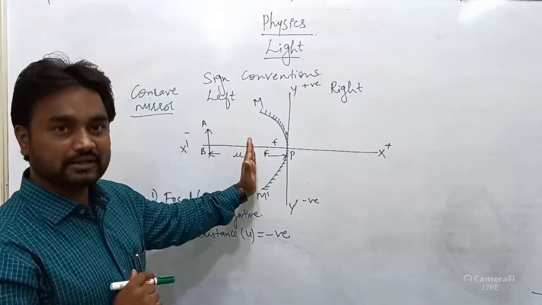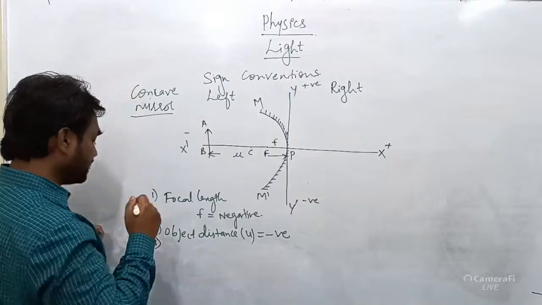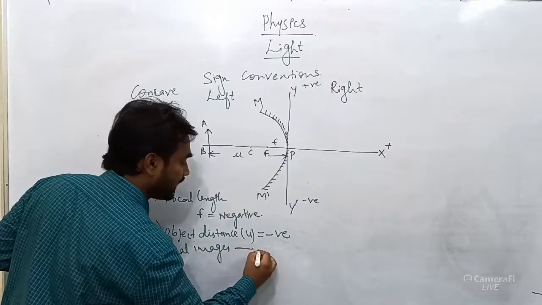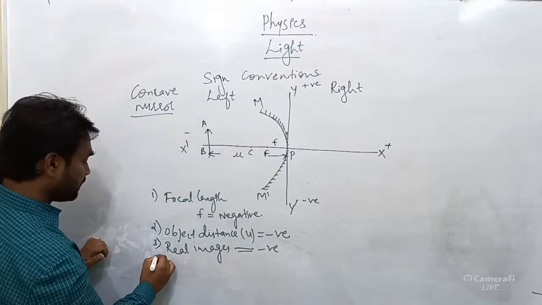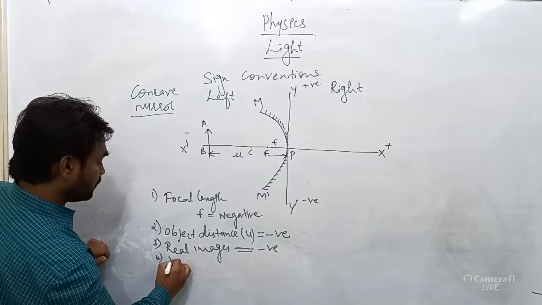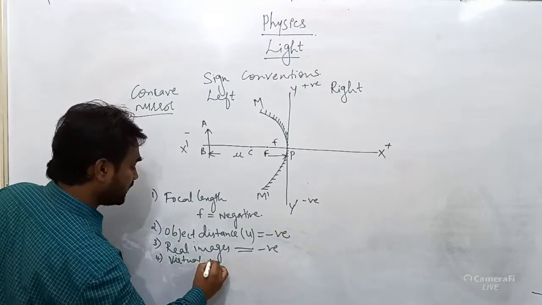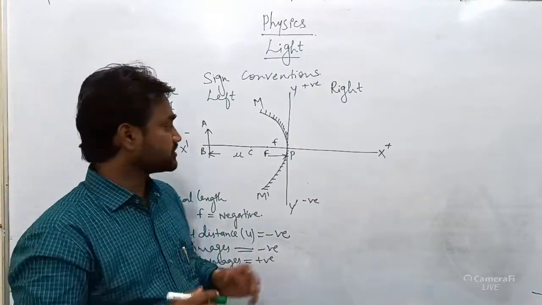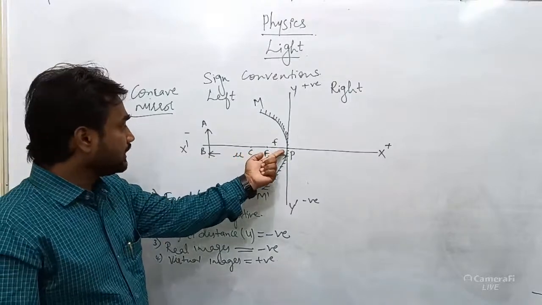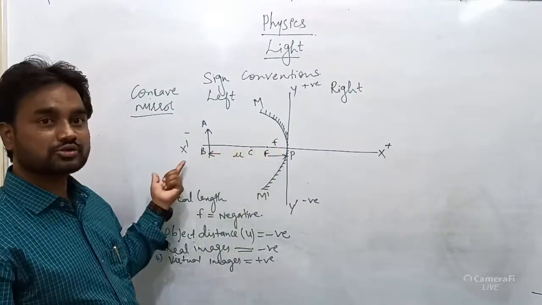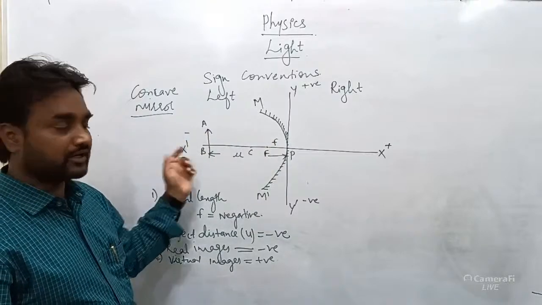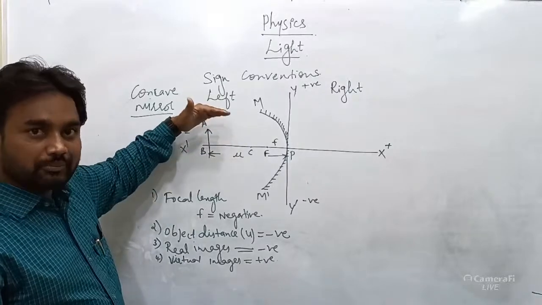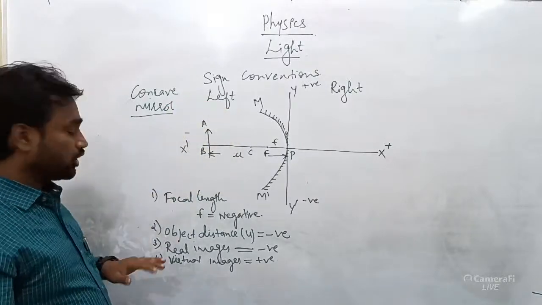Is that clear? So all the real images are on the left hand side. Real images will have a negative sign, and the virtual images will have the positive sign. That is the sign convention. Even the principal axis is real because it is in front of the concave mirror, so the principal axis will also be negative. All these things we will not be considering for the formula.